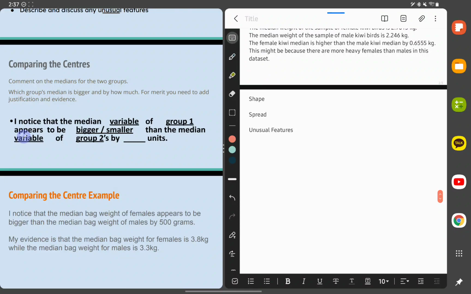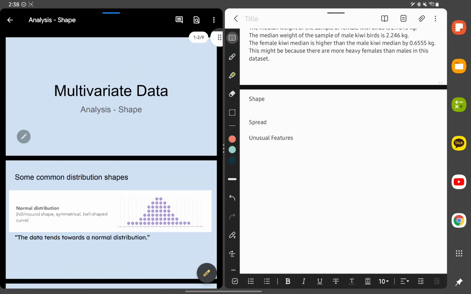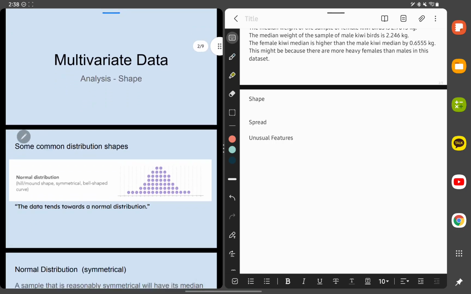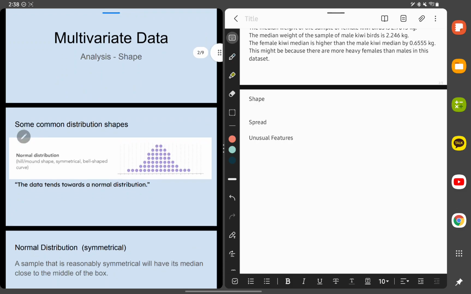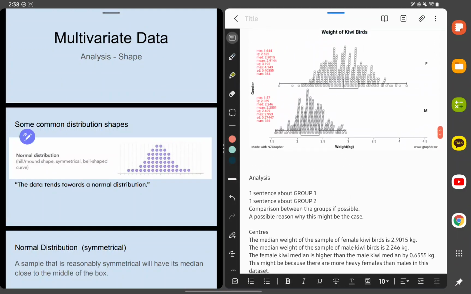Moving on to shape. Let's just bring it down there so it's on the new page. All right, coming into shape. Now, let's just flip over to the other slide. Cool, we got the analysis shape slide up. This is the week after. So the shape. The shape is the shape of the dot plot.